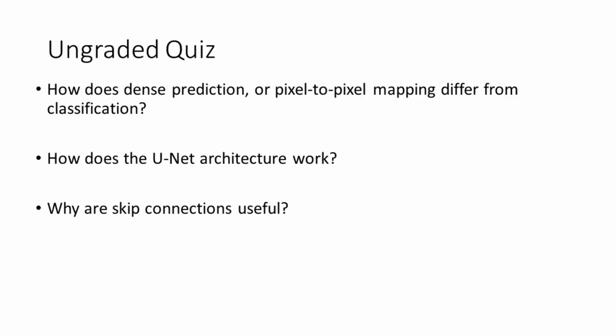Okay, so just take a couple minutes, turn to your neighbor, and try to answer these 3 questions. How does dense prediction or pixel-to-pixel mapping differ from classification? How does the UNet architecture work, and why are skip connections useful? Classification takes a picture, takes a whole bunch of input, and gets one result, whereas pixel-to-pixel is based on the picture.